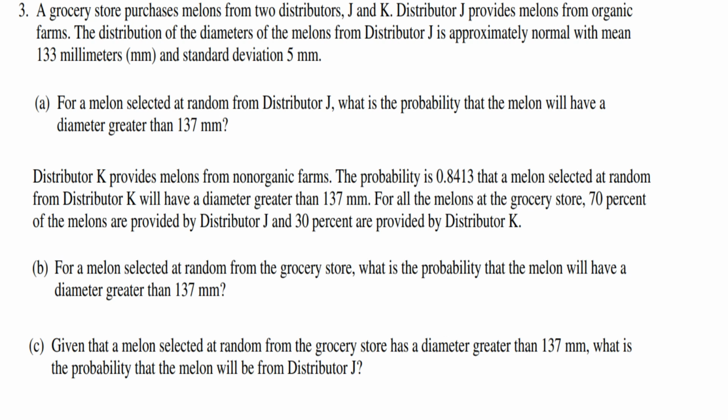For the next example, we're going to take a look at 2017, question number 3. A grocery store purchases melons from two distributors, J and K. Distributor J provides melon from organic farms. The distribution of the diameter of a melon from distributor J is approximately normal with a mean of 133 millimeters and a standard deviation of 5 millimeters.